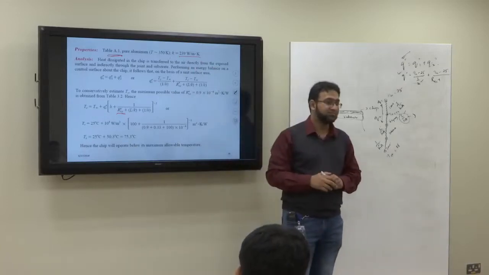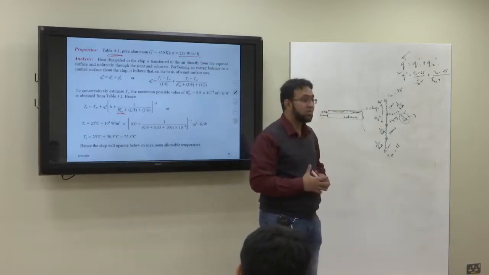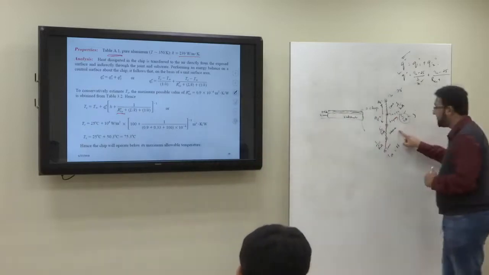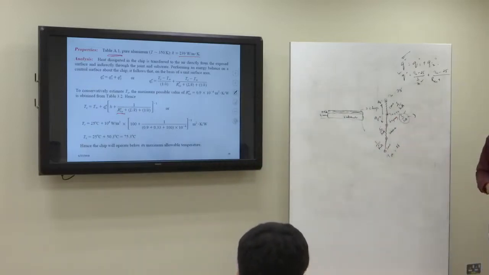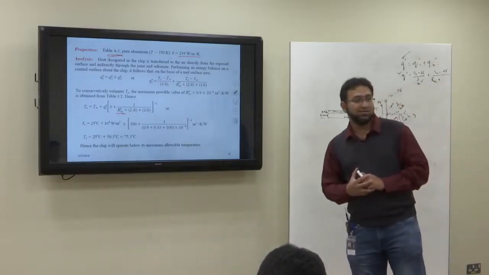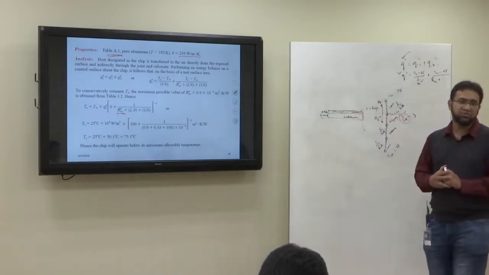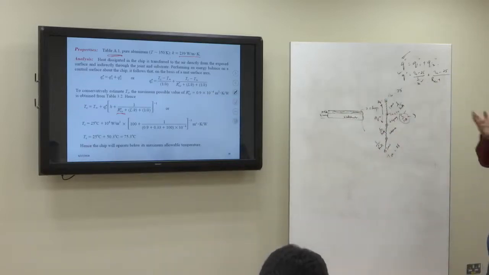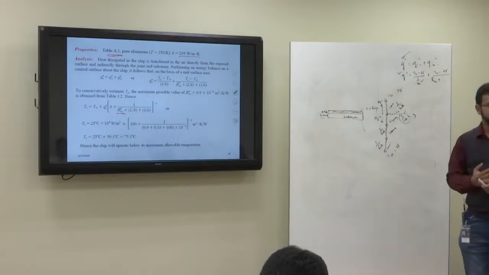After the epoxy, you have the substrate. The substrate is aluminium, and for aluminium you have to get the K value from the table. Is it clear? Temperature, we don't know how to get. It's a solid, so even if you take the temperature given, 300 or 350 Kelvin, you take the value from that, it's good enough.